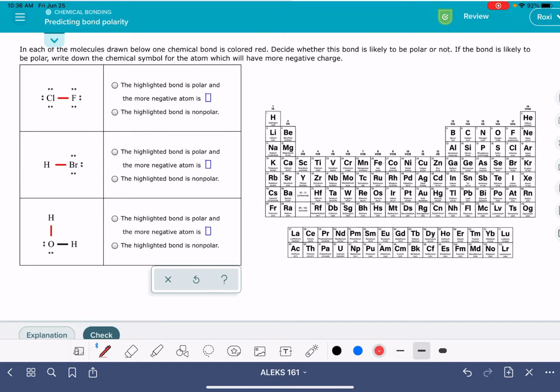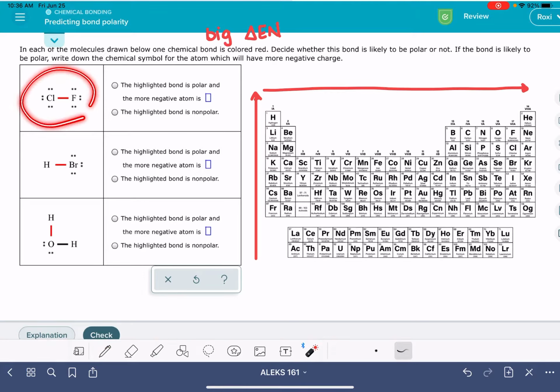Polarity arises from a big difference in electronegativity between the two atoms in the bond. And so one of the ways we can tell if a bond is polar or not is just by looking at the relative position of the atoms in the bond. Remember that the trend for electronegativity is that it increases as we go up, and it also increases as we go to the right. So if we have two elements that are really far apart from each other on the periodic table, like over here and over here, they're going to have a big difference in electronegativity, and that bond is going to be polar.